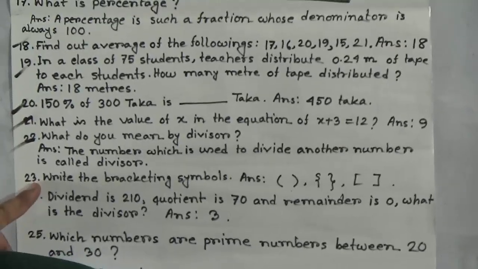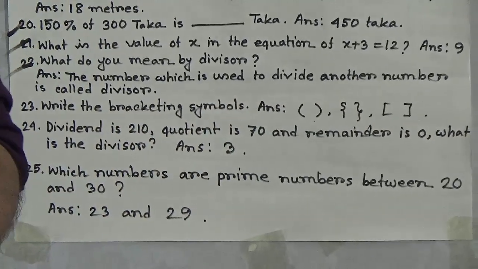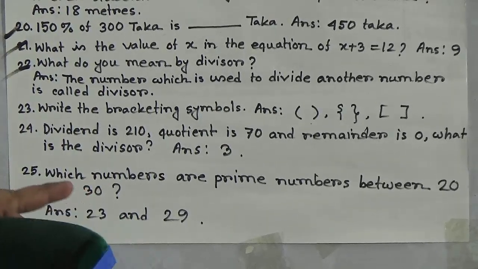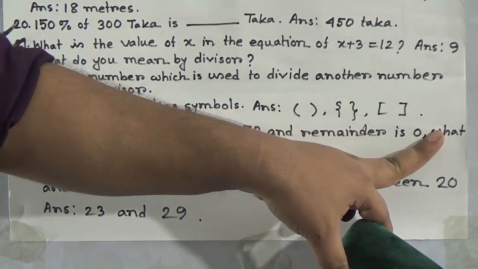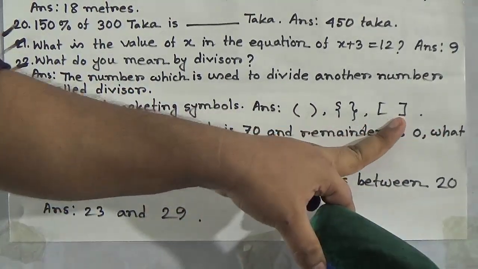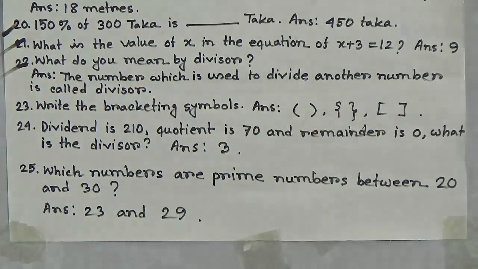Our 23rd question is, write the bracketing symbols. We know that in mathematics there are 3 brackets: first bracket, second bracket and third bracket.